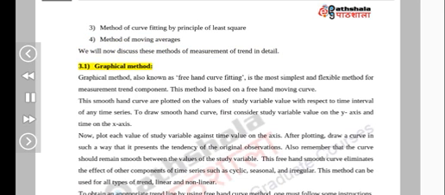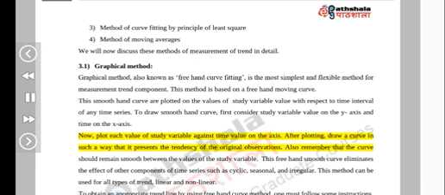3.1. Graphical method. The graphical method, also known as freehand curve fitting, is the simplest and most flexible method for measurement of the trend component. This method is based on a freehand moving curve. This smooth hand curve is plotted on the values of the study variable with respect to time interval of any time series. To draw the smooth hand curve, first consider the study variable value on the y-axis and time on the x-axis. Now, plot each value of the study variable against the time value.